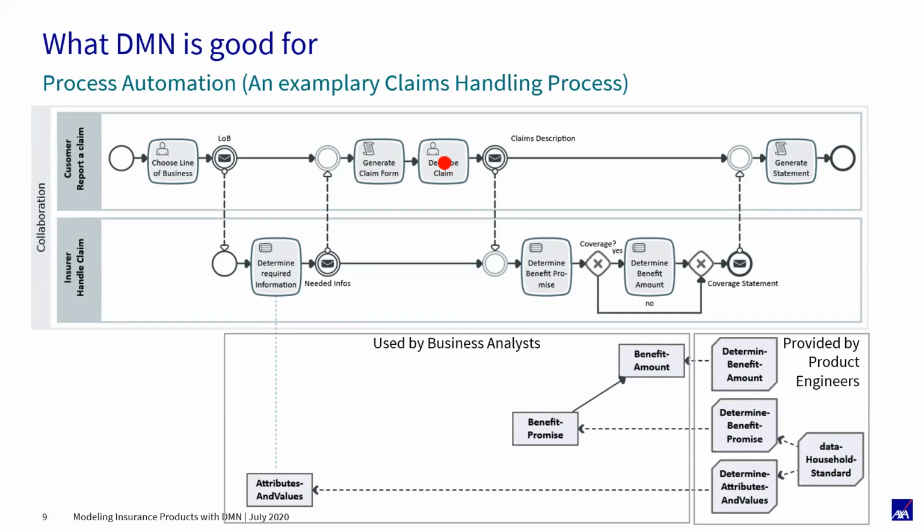The claim report is handed over again to the insurer, and the next decision is executed by the task determine benefit promise. And if the customer is eligible for any compensation, another decision is executed and the result is handed over to the customer again.